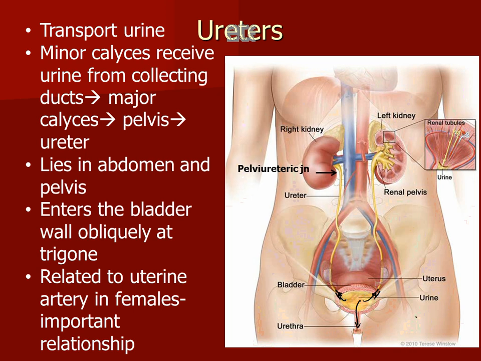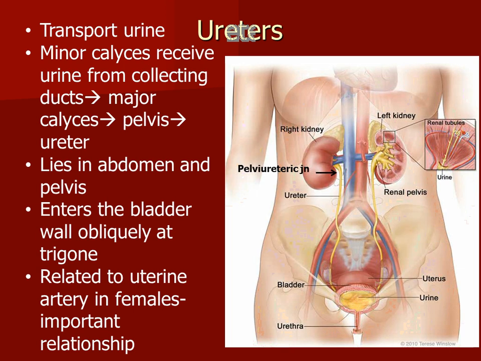So what happens is, since it passes obliquely through the bladder wall, if I was to show you the bladder wall like this, and it's passing obliquely through it, when the bladder contracts, it kind of acts like a valve. It pushes on this oblique passage and closes it off, and so it prevents reflux.